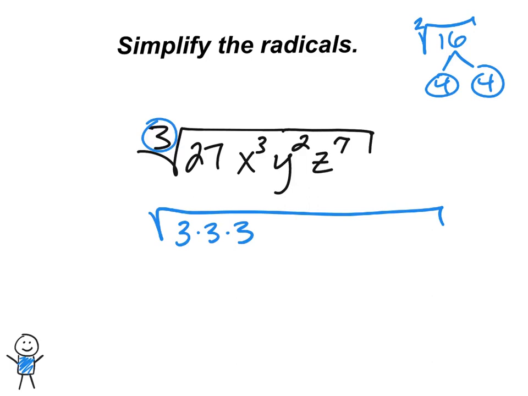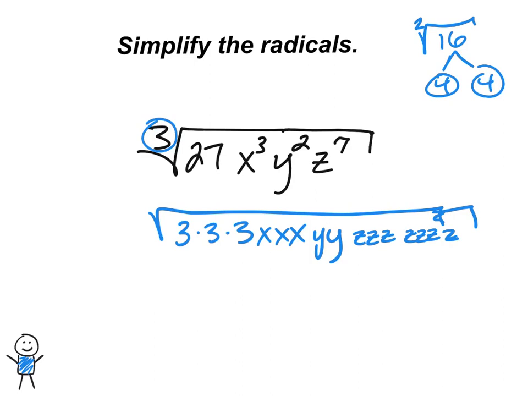And I'm going to write all the letters out as well, all the variables, so that you can get an idea of how this works. X to the third power means that there are 3 x's. Y to the second means there are 2 y's. And there are 7 z's: 1, 2, 3, 4, 5, 6, and a 7th one.